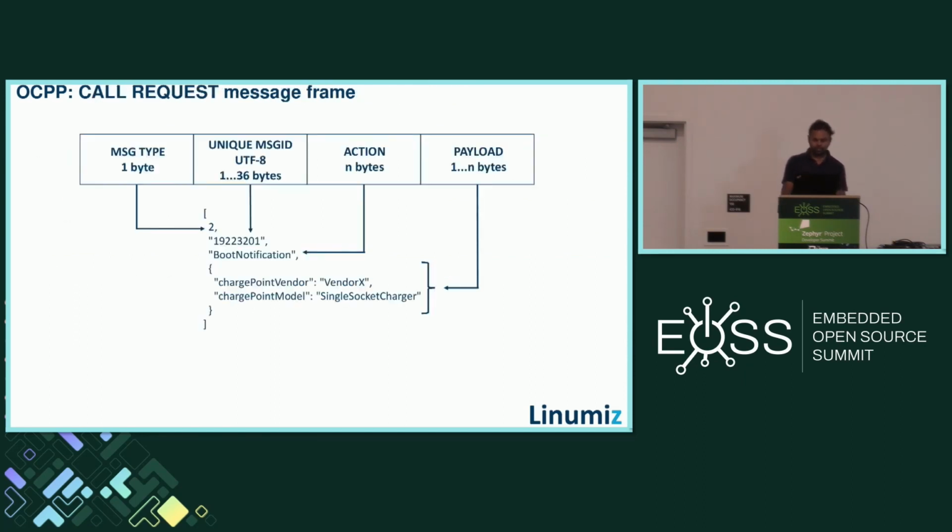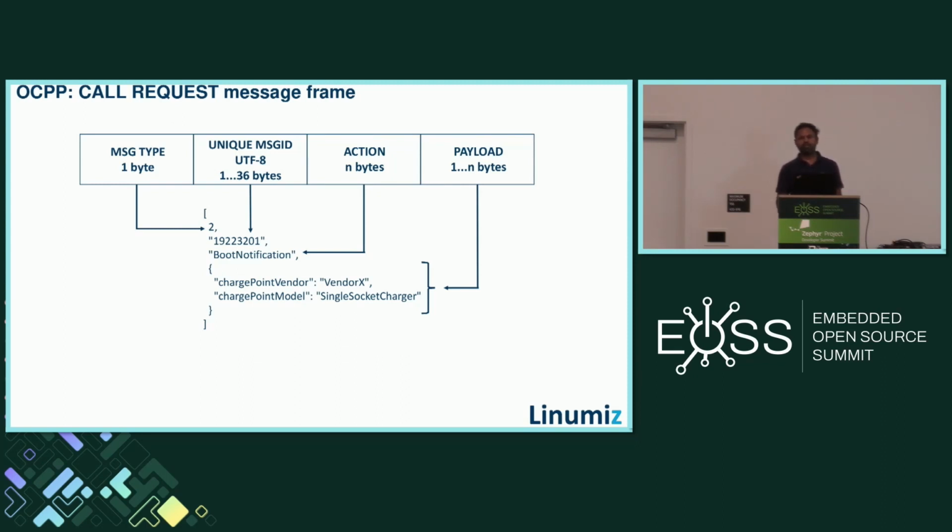So we have seen the message frame, and here we will see an example of the call request message frame and the call response message frame in detail. We have the message type of 1 byte, which carries the constant 2 for the call request, and we have the message ID, which is used for identifying the message itself. It should be a unique identifier, any string of 1 to 32 bytes. After that, the action, which carries the purpose of the PDU, like boot notification, start transaction or stop transaction, and then the payload itself.